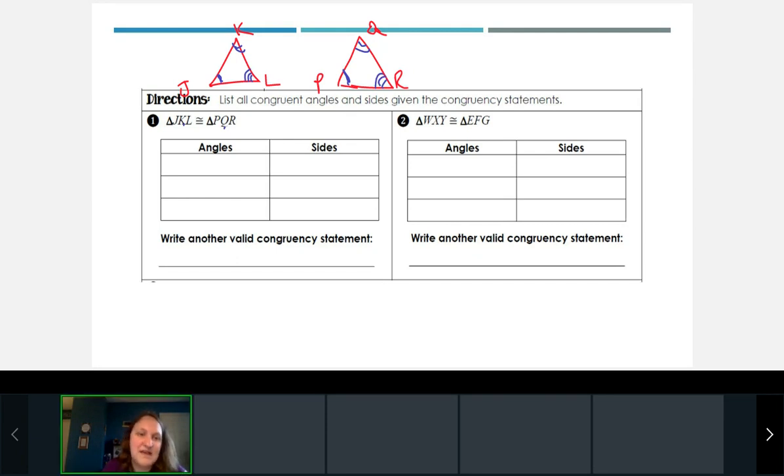And then maybe I'll label my sides. JK, the first two letters, has to correspond to PQ. KL has to correspond to QR. And JL has to correspond to PR. So the capital J is a vertex, capital K is a vertex, and capital L is a vertex. But then JK is a side, and KL is a side, and JL would be a side.